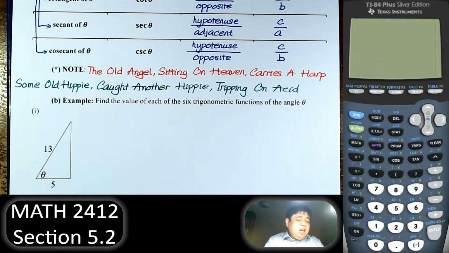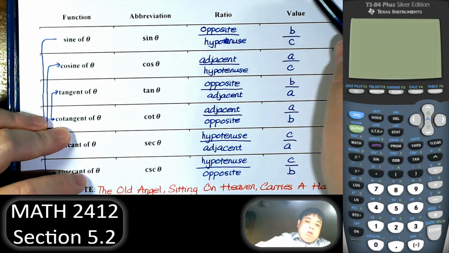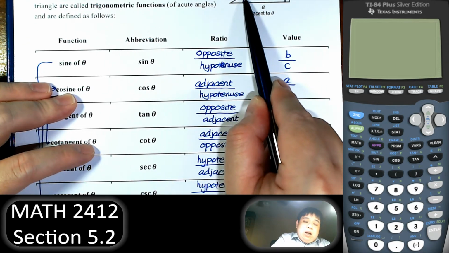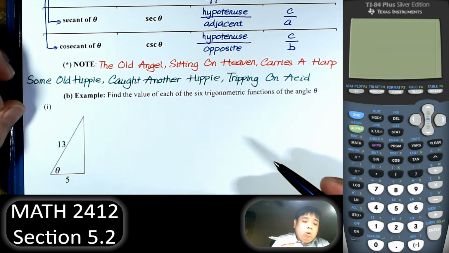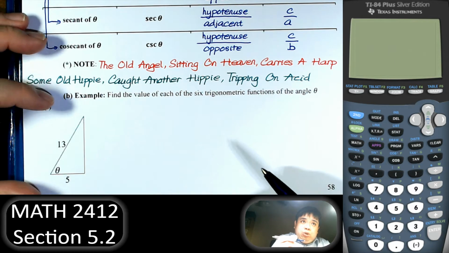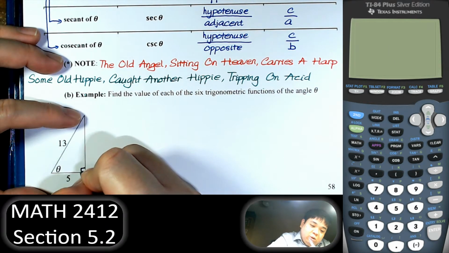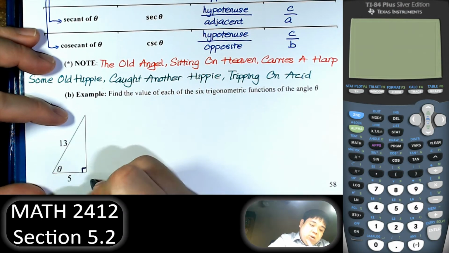In this book, the way they approach trigonometry is with right triangle trigonometry. So we define trig functions based on the right triangle. Because of the right triangle, this angle is an acute angle, so the trigonometric functions here are defined only for an acute angle, meaning less than 90 degrees, from 0 to 90 degrees.